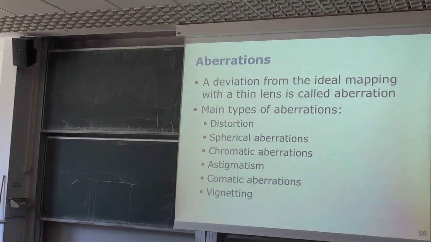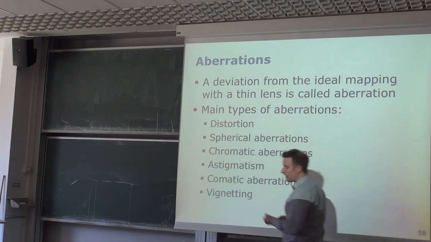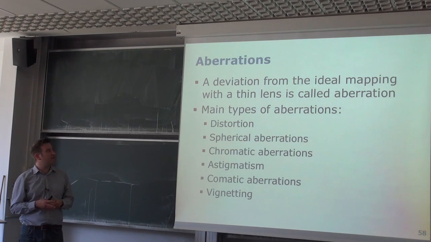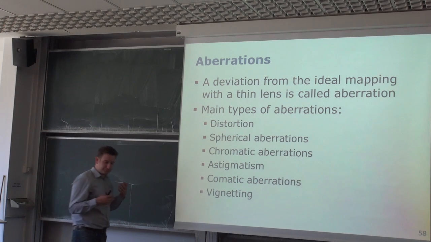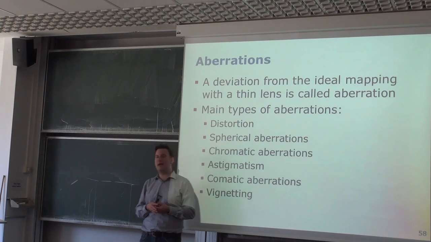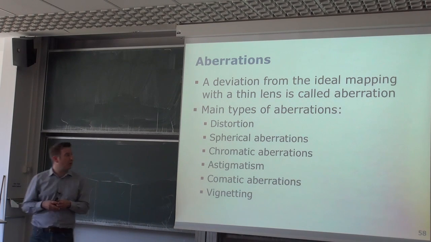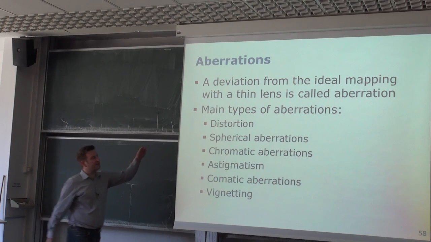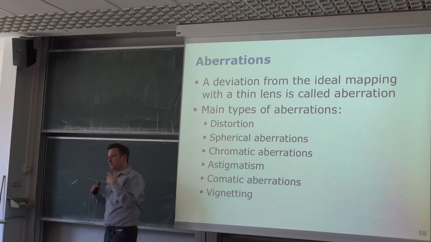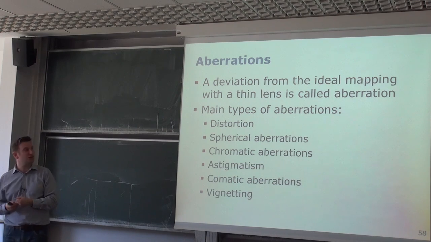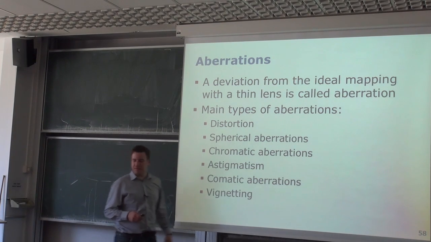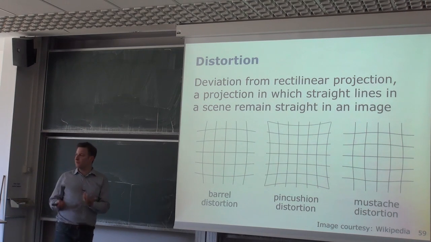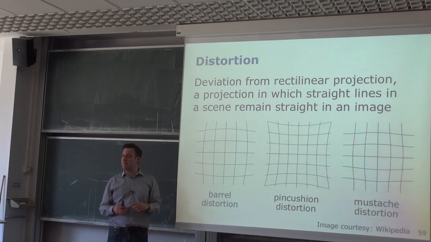The other sources of error are mistakes or errors in our lenses. So these are deviations from the perfect mapping that we have, due, for example, to the quality of the lenses that we use. And there are different types of distortions, and I just want to give you an idea of what the different types of distortions are and illustrate their effect. So one of the things you typically see, especially if you use a wide-angle lens, is a barrel distortion.